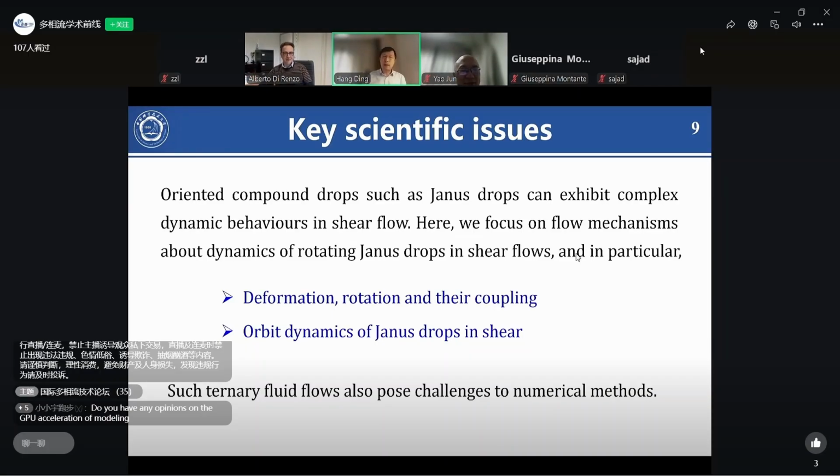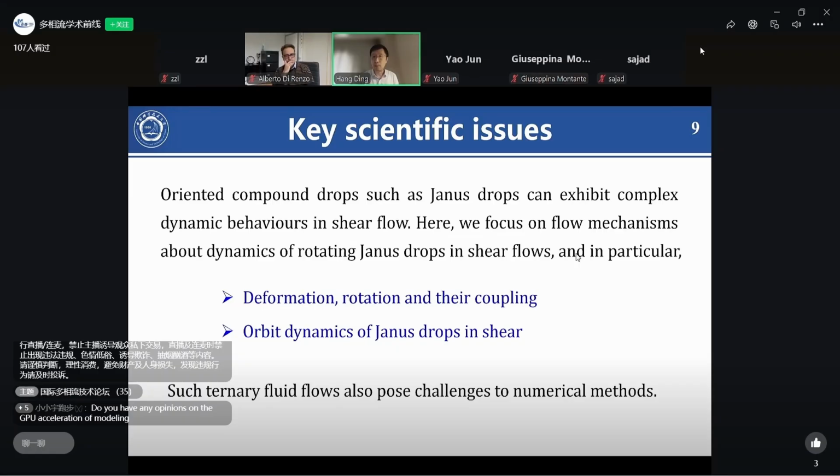Come back, sorry. So in our simulations, we consider this Janus droplet because you can have many more parameters to explore, like a different volume of the component droplets. You can have different density, viscosity, or surface tensions. So the dynamics of Janus droplet in shear could be expected to show very complicated behaviors here. So here we consider this flow mechanism about the rotating Janus droplet in shear flows. In particular, we focus on the deformation, rotation, and coupling. Also, we want to study the orbit dynamics of Janus droplet in shear.